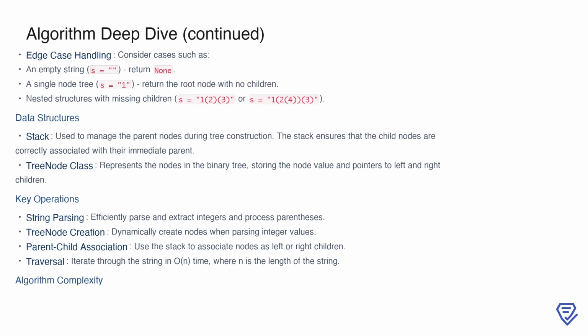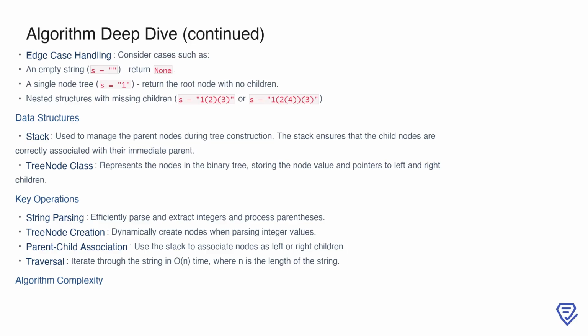It's essential to handle edge cases to ensure the algorithm works for all possible inputs. For instance, if the string is empty, we simply return none, as there is no tree to construct. If the input string represents a single node, such as 1, we return a tree with only the root node and no children. For more complex cases, like nested structures with missing children, we ensure that the tree is constructed accurately based on the string's format.